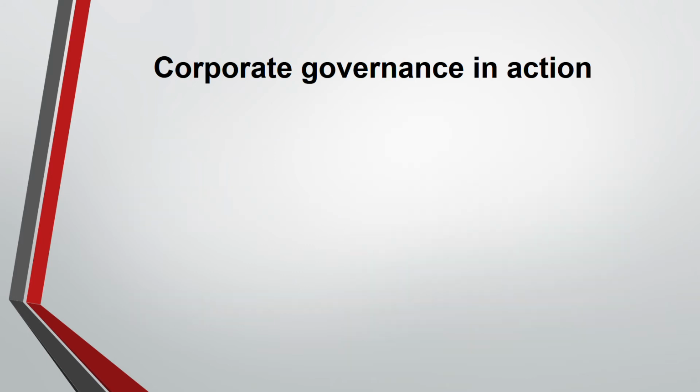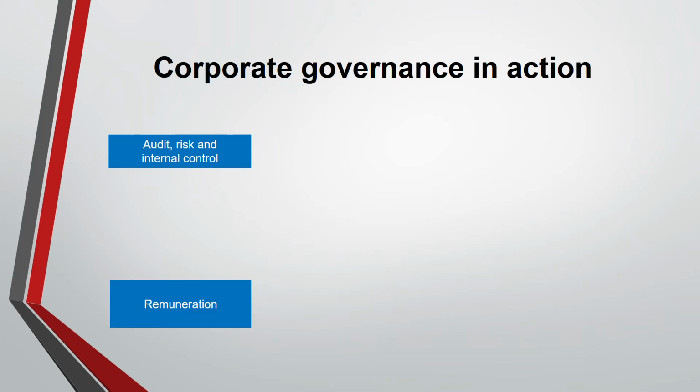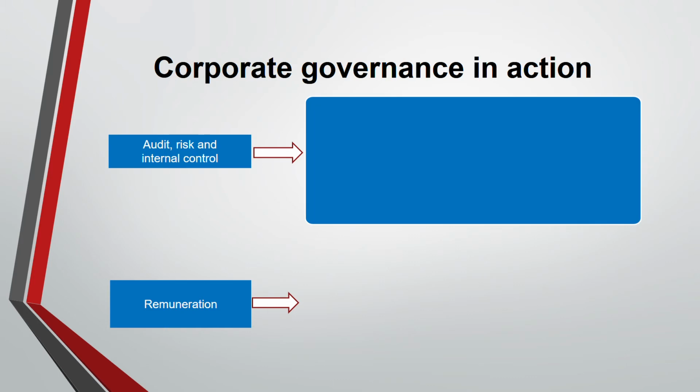Now, continuation, okay? Audit, risk and internal control, and remuneration. These are the areas where corporate governance needs to be put into practice. When it comes to audit and risk, the board should ensure independence of IA and EA. IA means internal audit, EA is external audit. So they should ensure that both internal audit as well as external audit are independent.